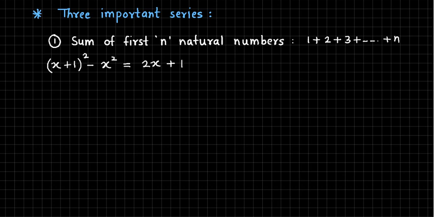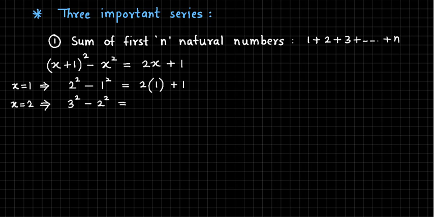Now since this is an identity, it just means that it is true for any value of x. So what do we do? We start putting successively different values of x, starting with x equal to 1, and get the corresponding equation. So x equal to 1 gives us (x plus 1) the whole square, that is (1 plus 1) the whole square, which is 2 square, minus 1 square, is equal to 2 into x, which is nothing but 1 here, plus 1. Alright, now let us put x equal to 2 and write 2 plus 1 as 3, which gives us 3 square minus 2 square is equal to, on the right side, 2 into 2 plus 1.